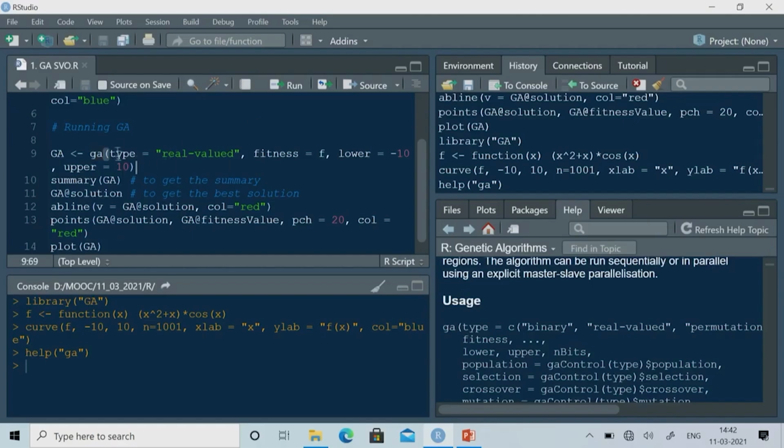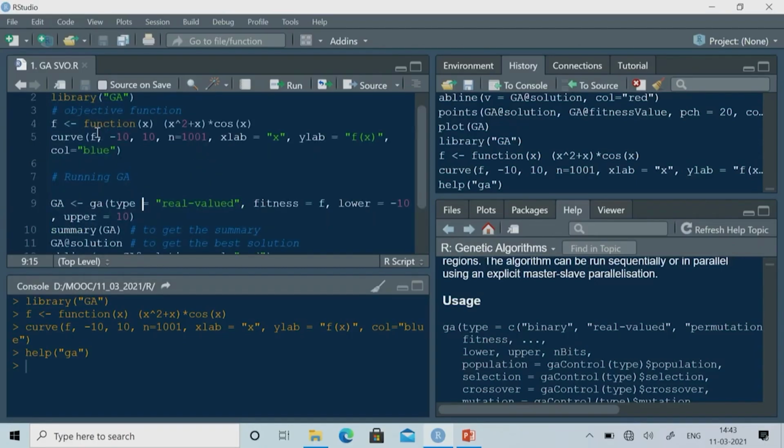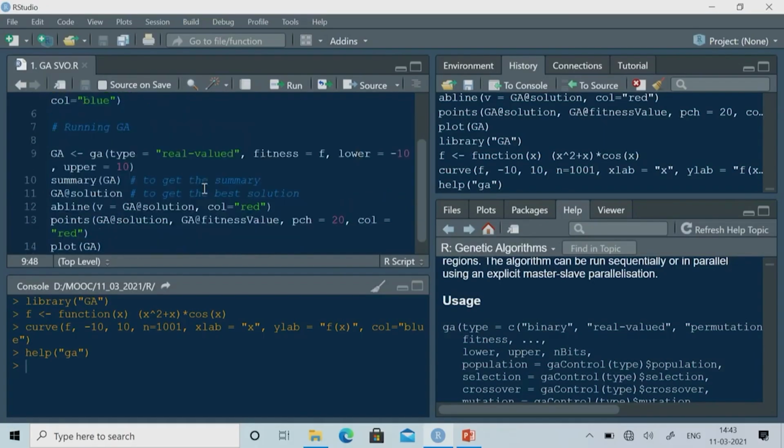Here I have defined that I am using real value GA. I am not using binary value, but real value, and my fitness function is f. Whatever the function value is, that I am defining as my fitness value. I am also providing the lower bound and upper bound. Lower bound is -10 and upper bound is 10 here, and the other values I am not defining. Whatever default values are assigned have been considered here.